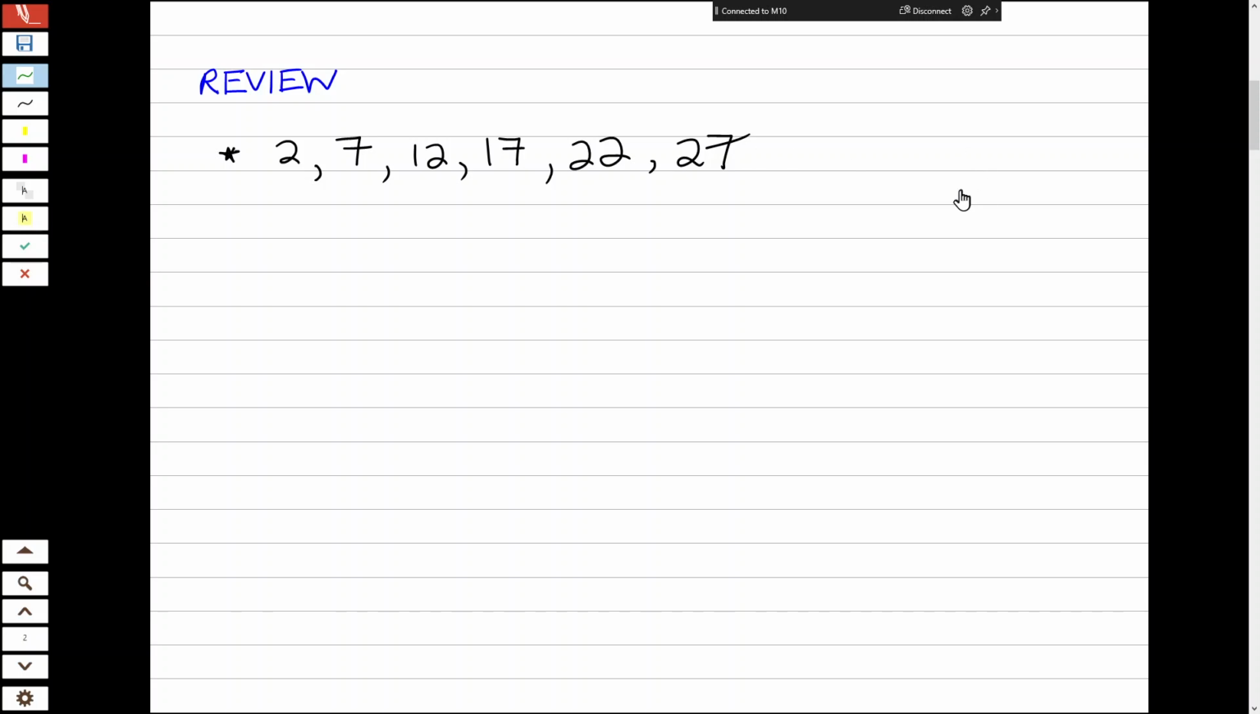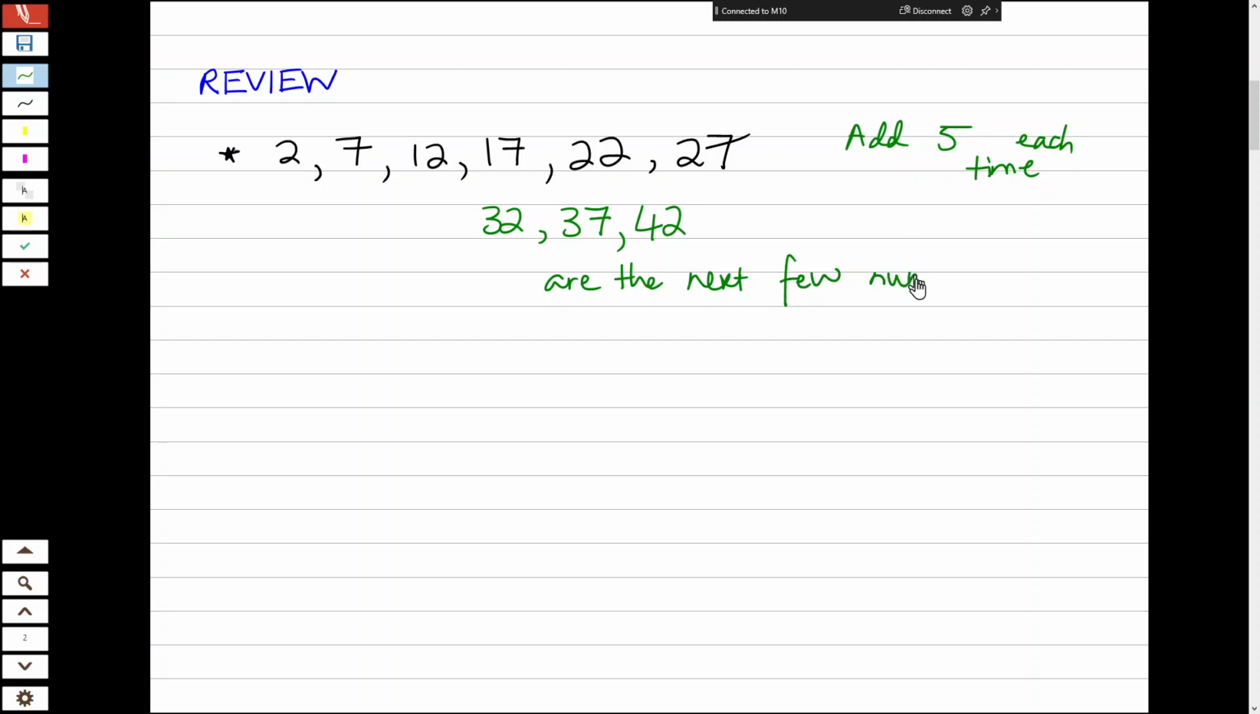So, what's happening here? What's the pattern? Add 5 each time, yeah? Okay. So the next three numbers will be 32, 37, 42, 47. All right. That's basically all we did last lesson.